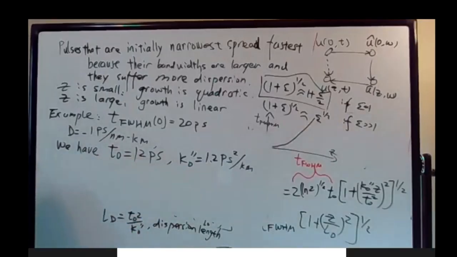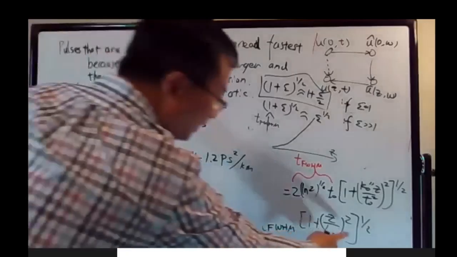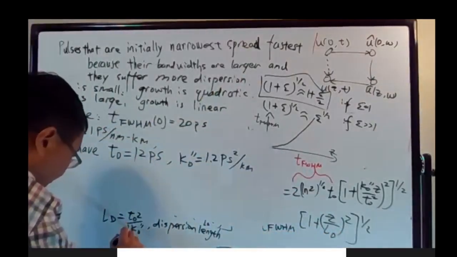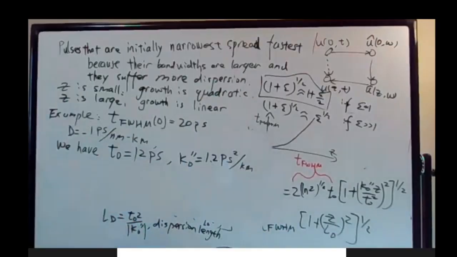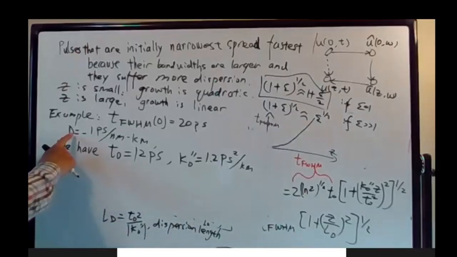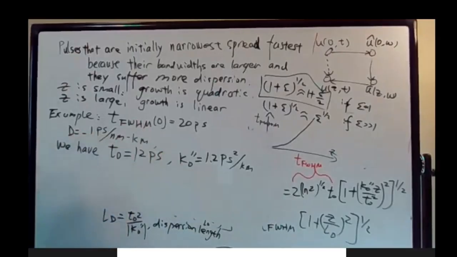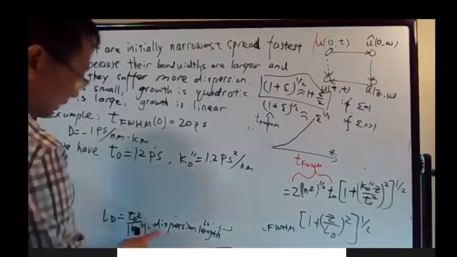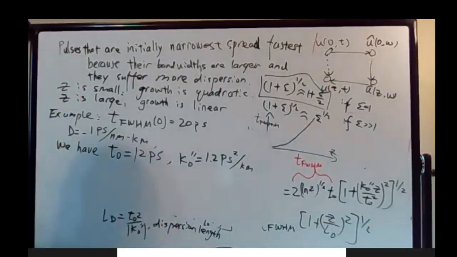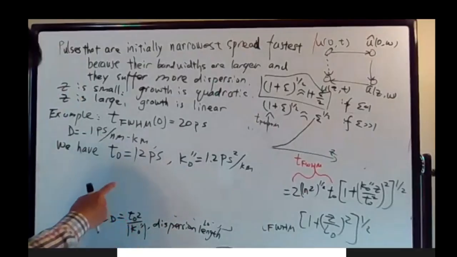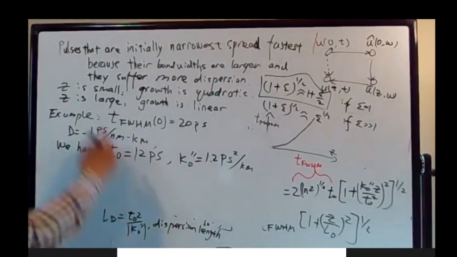Oh, let's actually add an absolute value, because there is a square, and k naught double prime sometimes could be negative, right? It's the negative dispersion. So here, remember this D is negative, k naught double prime and D have a flipped sign, right? Because dispersion length is always positive, let's use an absolute value for k naught double prime.